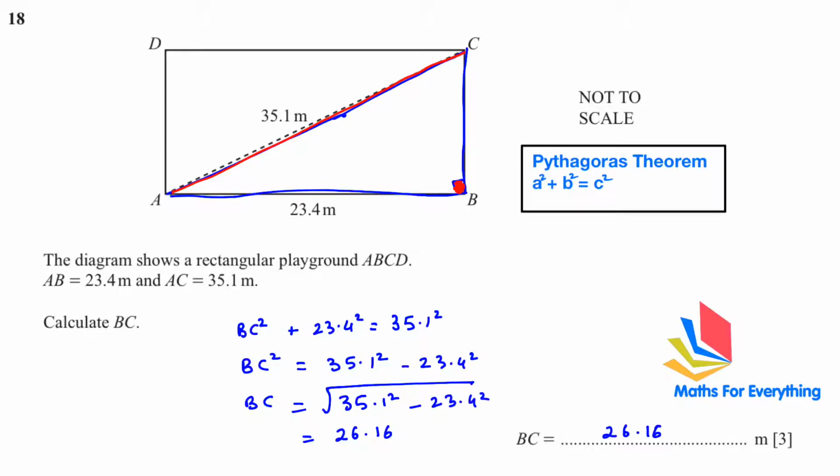If you wanted to round it to one decimal place, the number after the first decimal is more than 5. If you have 5 or more than 5, you add 1. So the answer will be 26.2. You could leave it as 26.16. It's fine.